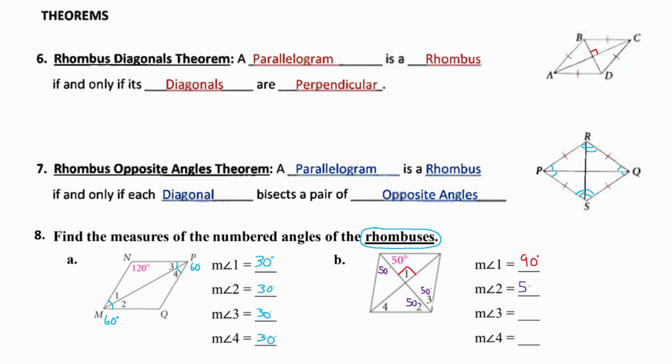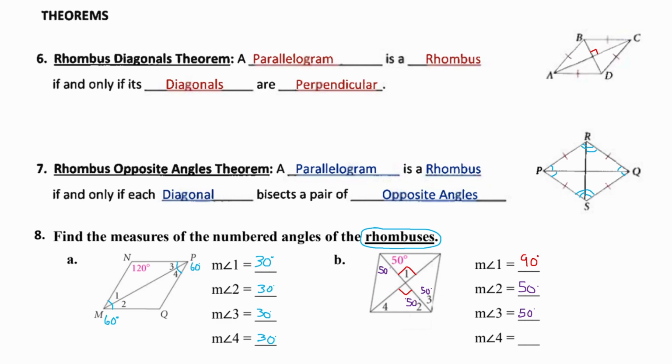So there's how I get those. And then to get angle 4, I have a little bit more work to do. Since I have a right angle up there, I'm also going to have a right angle right here, which means this bottom triangle is a right triangle.